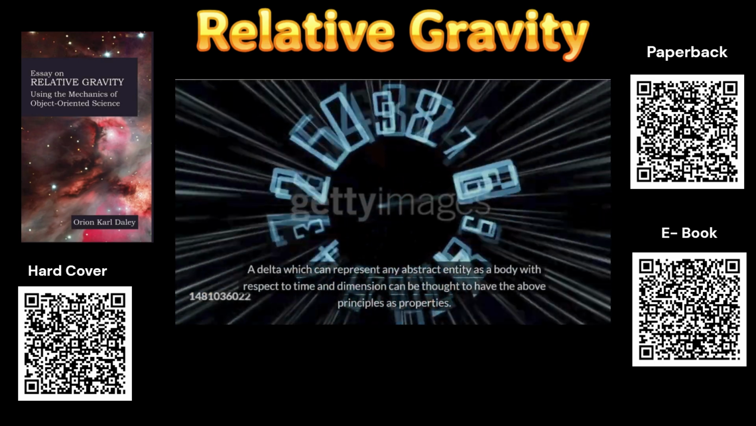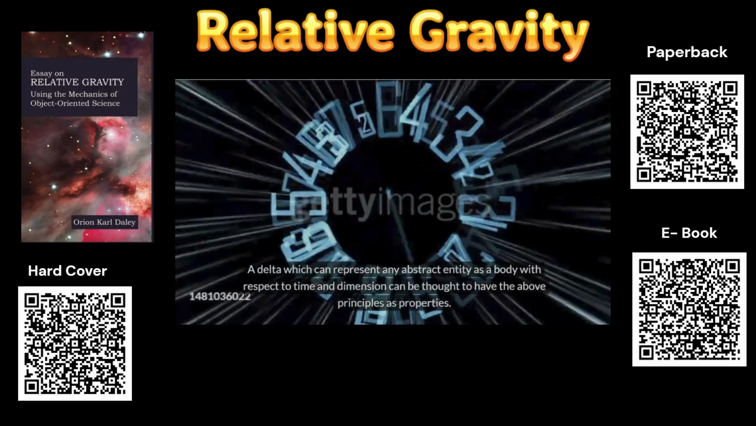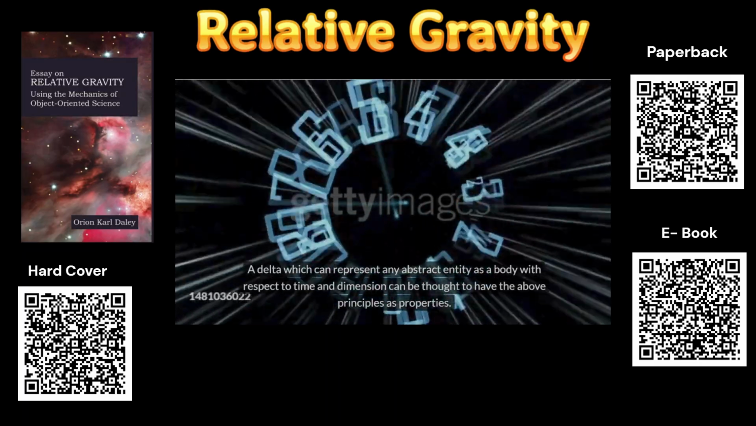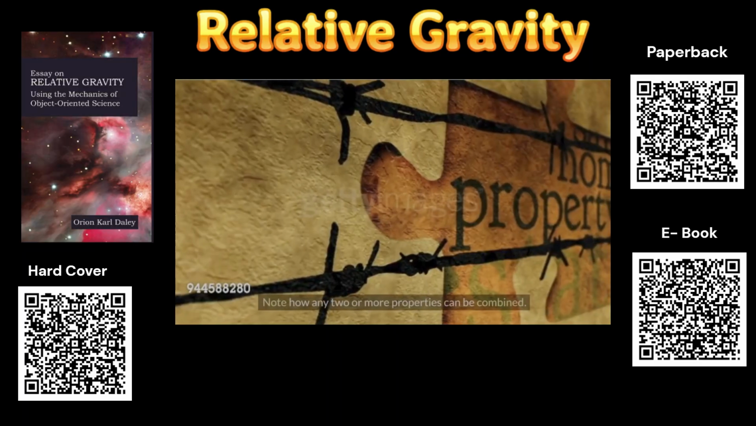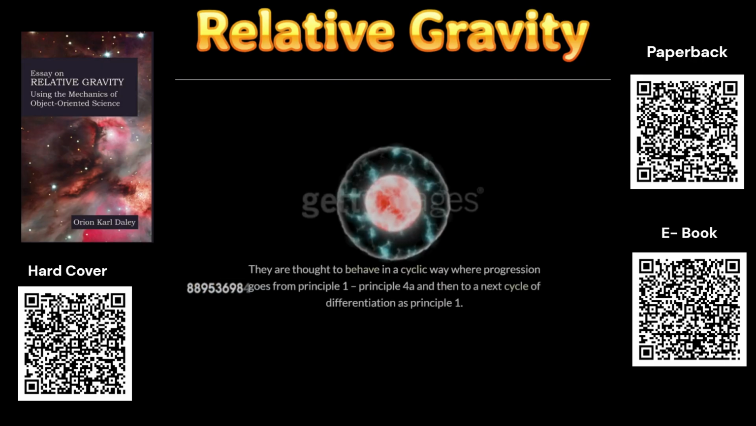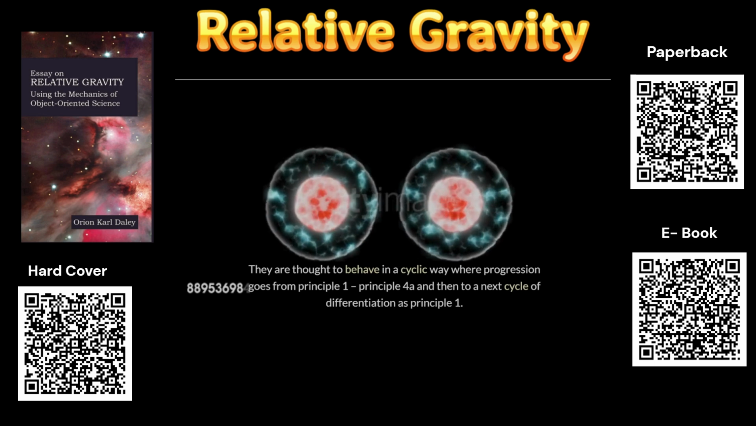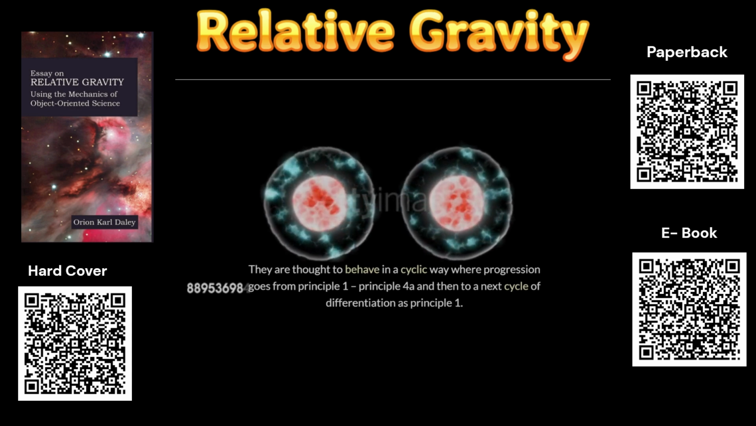A delta which can represent any abstract entity as a body with respect to time and dimension can be thought to have the above principles as properties. Note how any 2 or more properties can be combined. They are thought to behave in a cyclic way where progression goes from principle 1, principle 4a, and then to a next cycle of differentiation as principle 1.